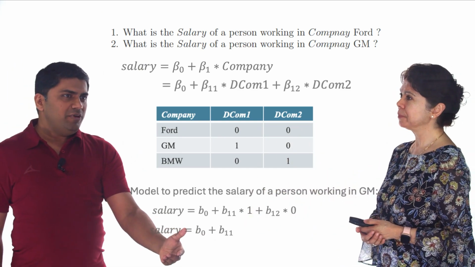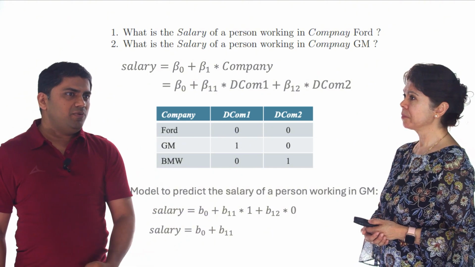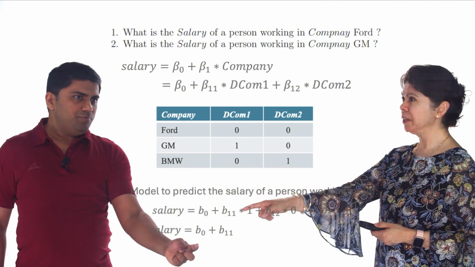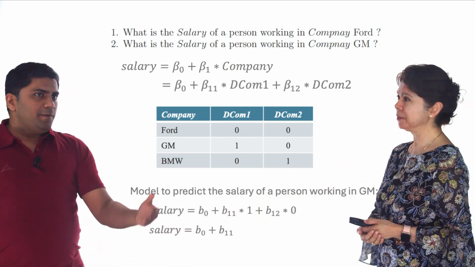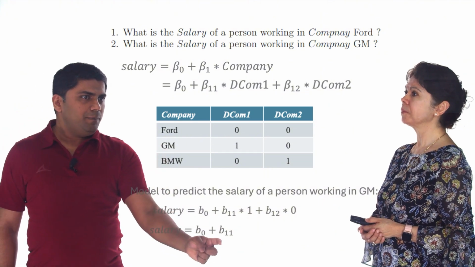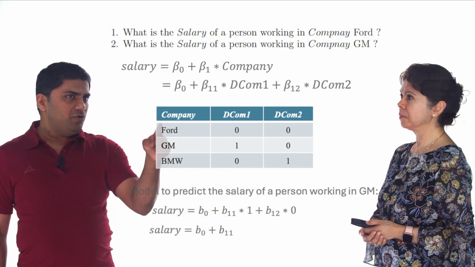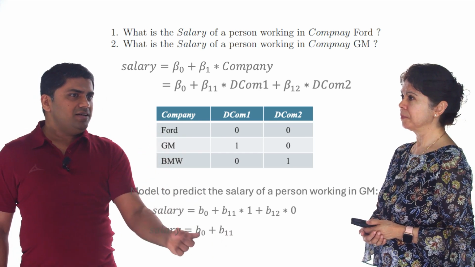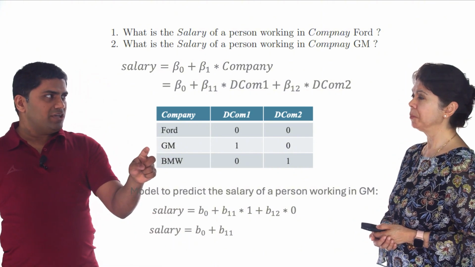So can you tell me, without writing the entire equation, if the same person works in BMW, what would be his salary? Yes, I can, because I will use B0 plus B12. Exactly. That means a person working in GM earns B11 salary more than a person working in Ford. Yes. Or a person working in Ford earns B11 salary less than a person working in GM.